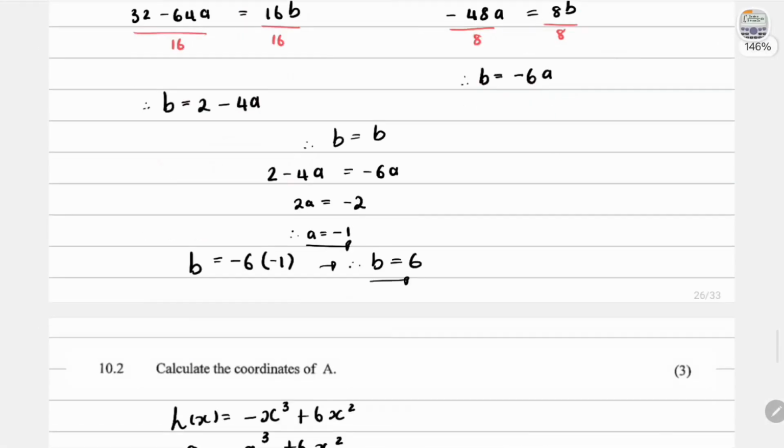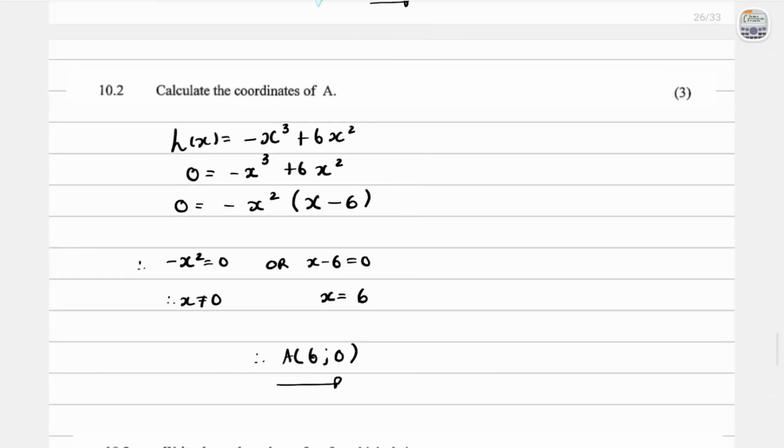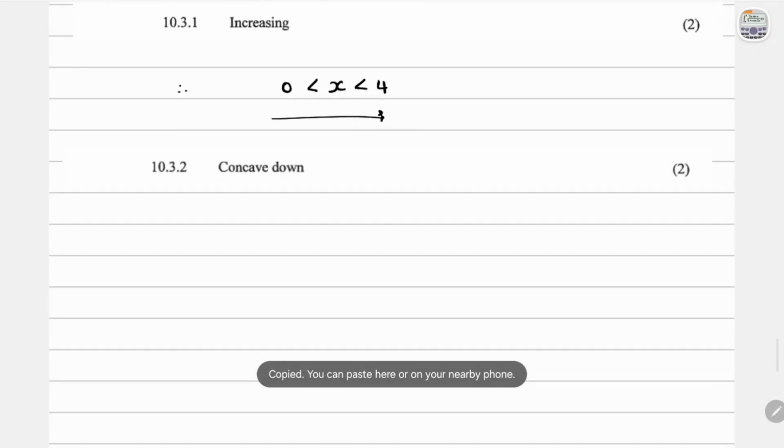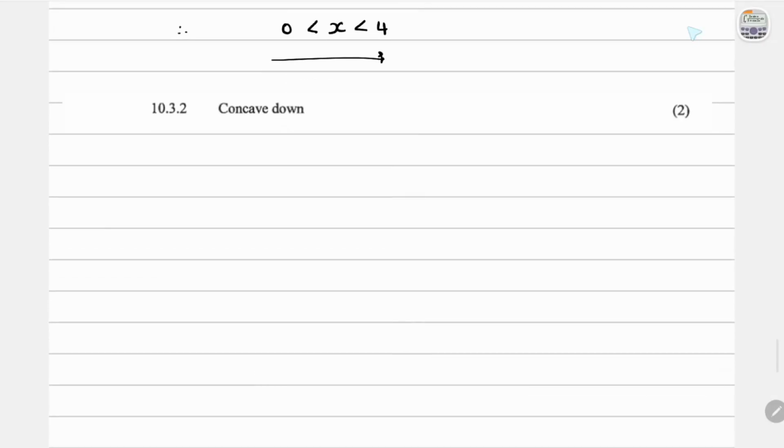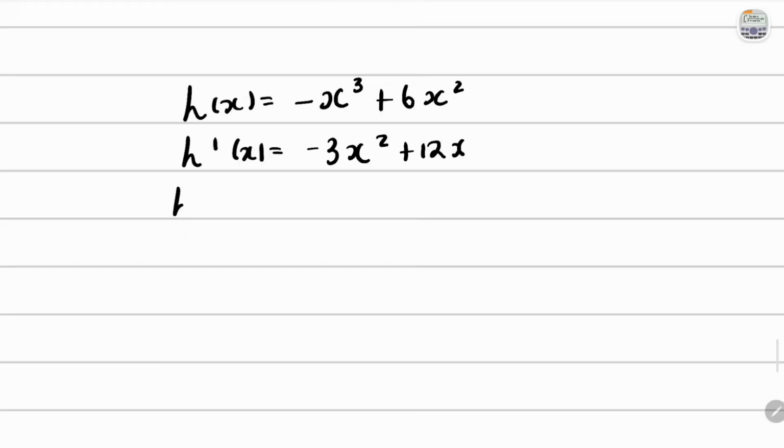To find the point of inflection, we will use the equation of our function, but we're specifically going to find out when not the first derivative, but where the second derivative is equal to 0. So we're going to say h prime of x, and find this first. So that's negative 3x squared plus 12x, and then find the second derivative. But we'll specifically find out where that is equal to 0.